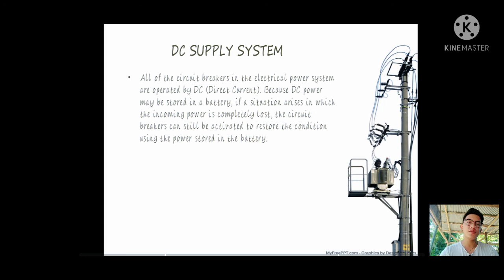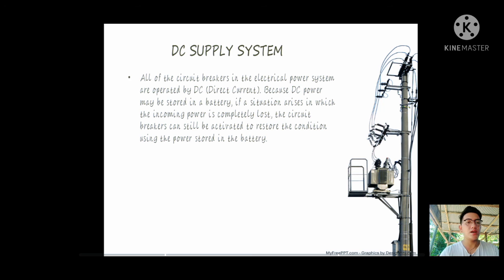Next, the last is our DC supply system. All of the circuit breakers in the electric power system are operated by DC, or direct current, because DC power may be stored in a battery. If a situation arises in which the incoming power is completely lost, the circuit breaker can still be activated to restore the condition using the power stored in the battery.